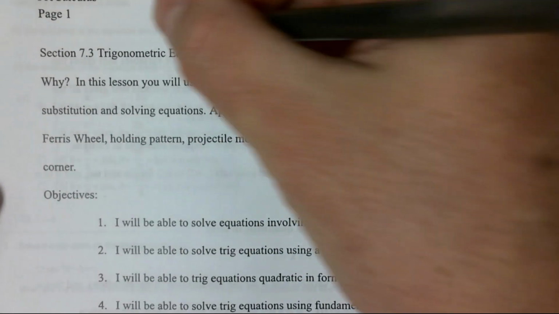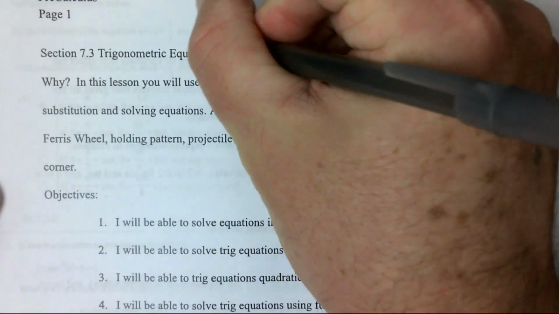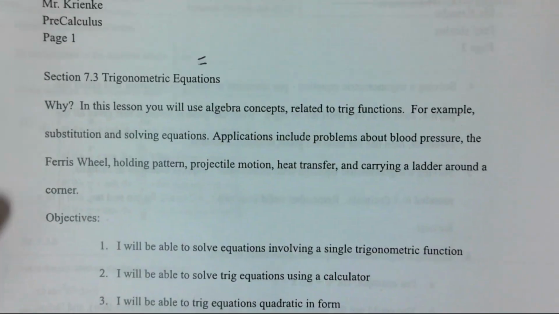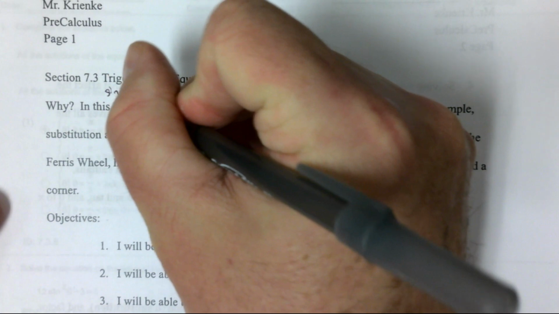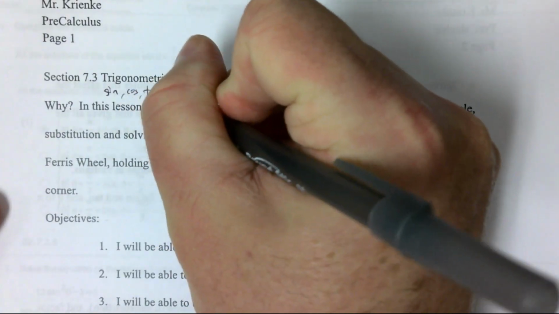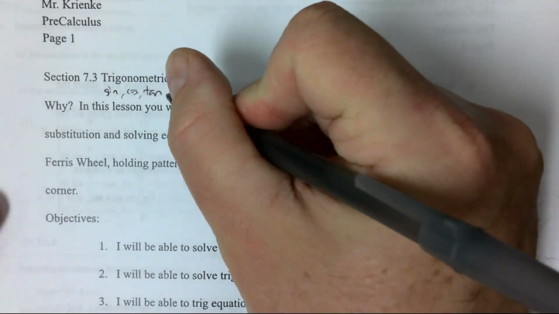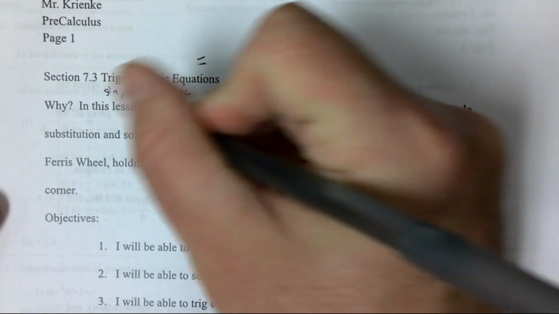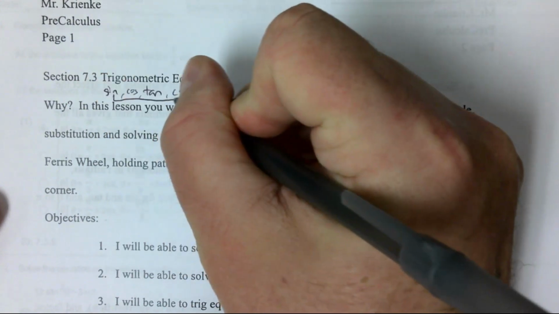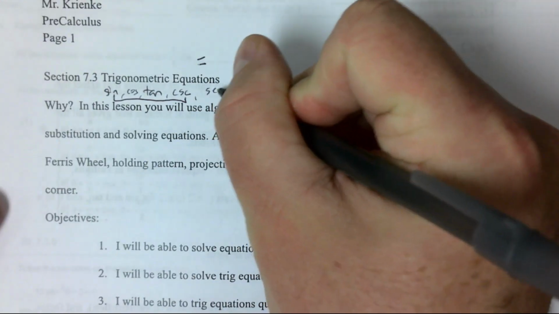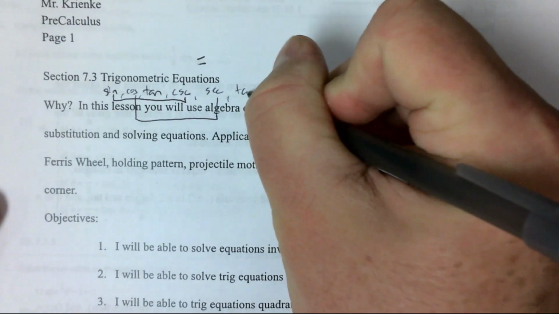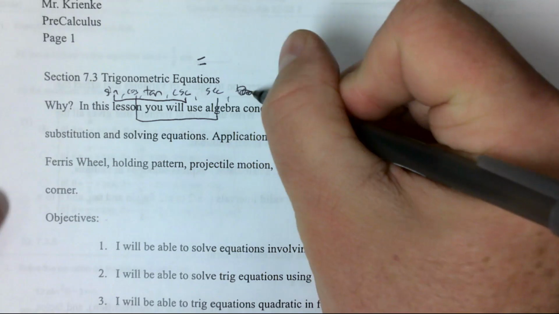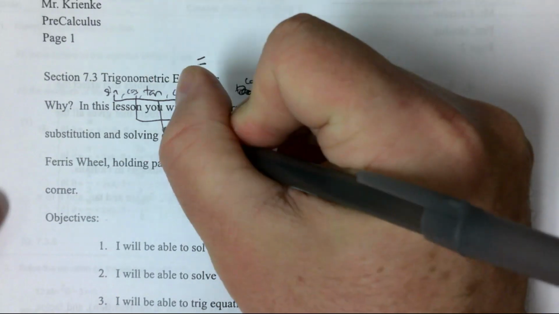So it's an equation, which means you have to have an equal sign. And again, trig is when you have sine, cosine, tangent, cosecant, which is the inverse of sine, secant, which is the inverse of cosine, and cotangent, which is the inverse of tangent.